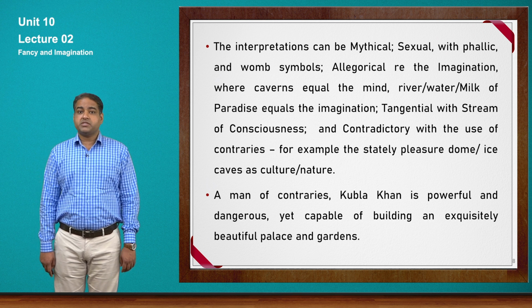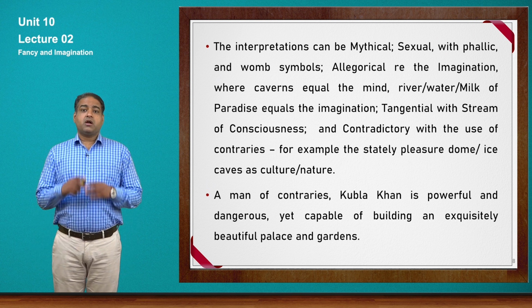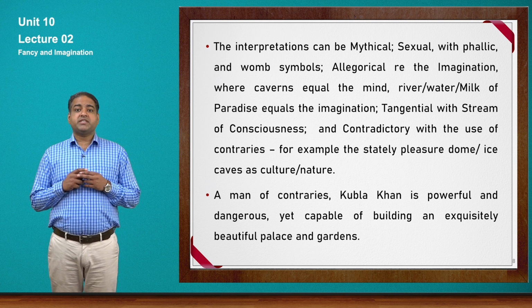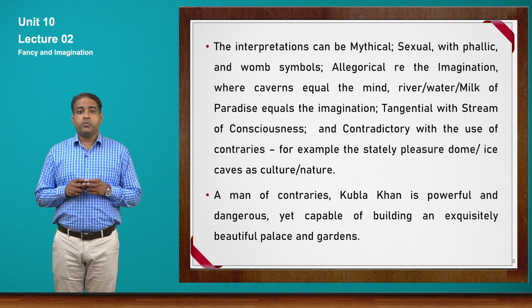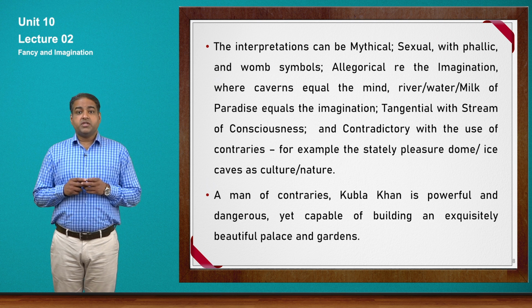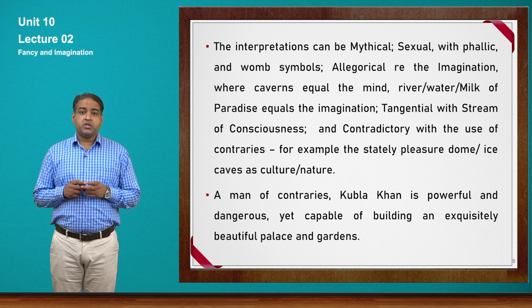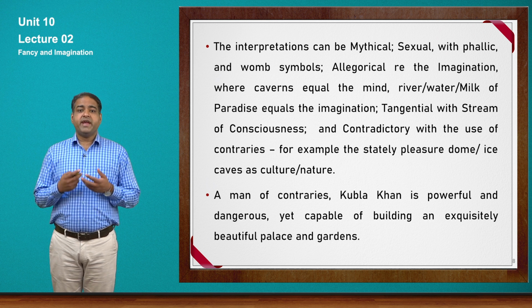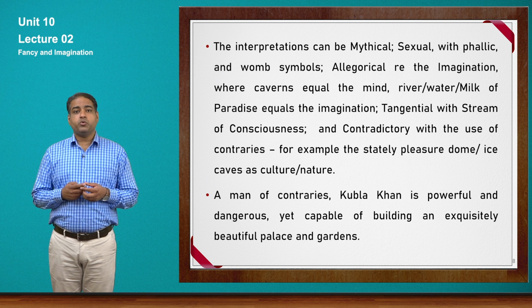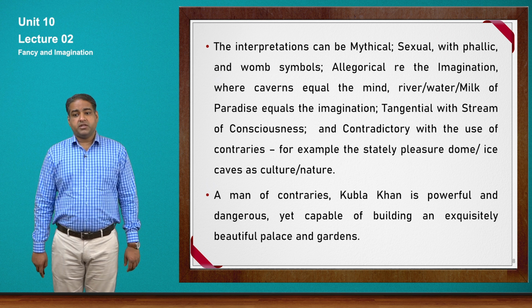palace and gardens. This is something surprising, because a complex person cannot create such an organized construction of exquisitely beautiful palace and garden. So, this is something which is beyond the true Kubla Khan, but with the strength of Coleridge, this person Kubla is able to create that organized and beautiful palace and garden in the poem.